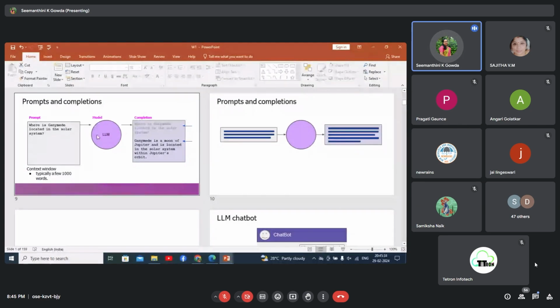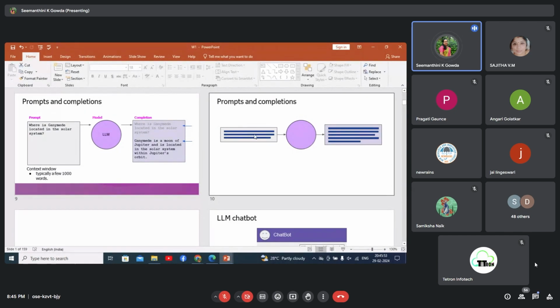The model is the large language model, right? Why we call this a large language model is because we are processing a large amount of information for the generation of the data. That is the reason it is referred to as large language modeling. And the output will be generated here, right? Based on the questions I have asked, the output is generated here.